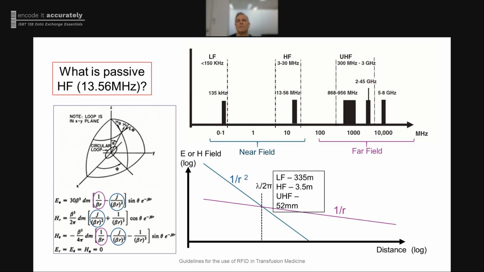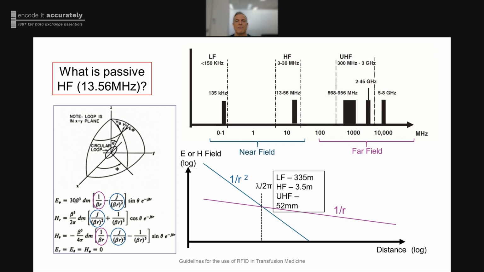Well, the equations on the left describe the electric and magnetic fields around a small antenna element. The key thing to note is that there are terms that vary according to the inverse cube, the inverse square, and the direct inverse of distance from the antenna.